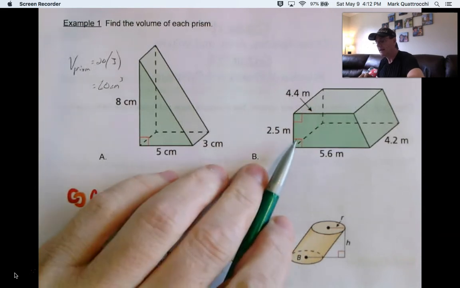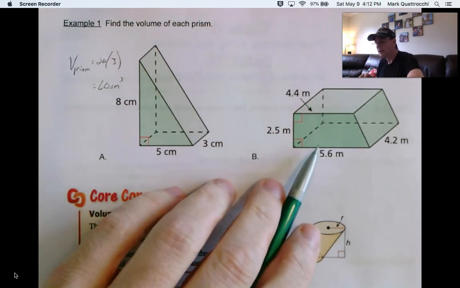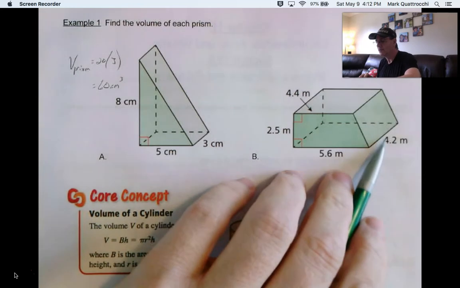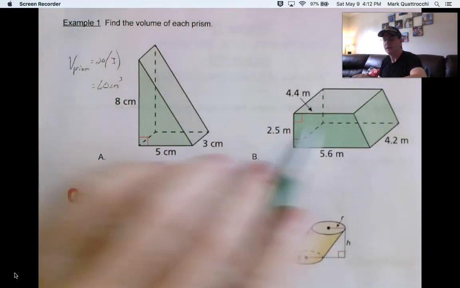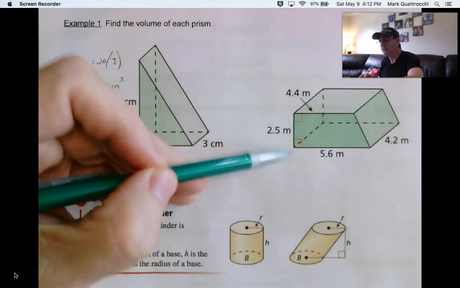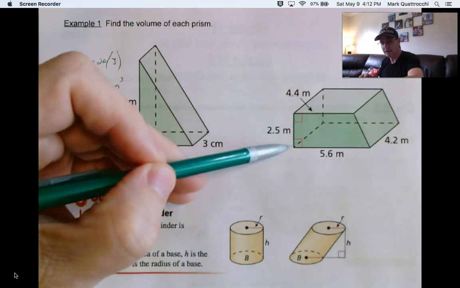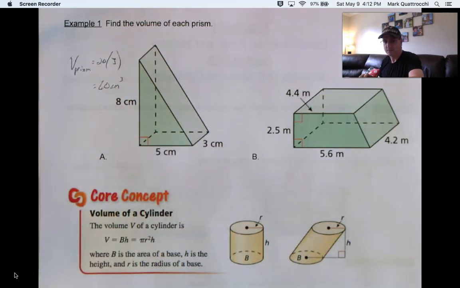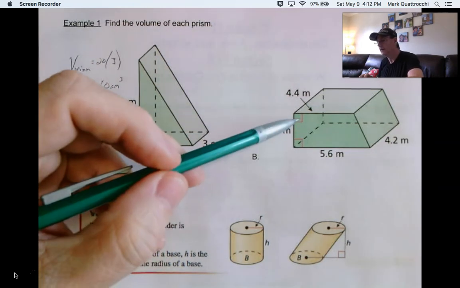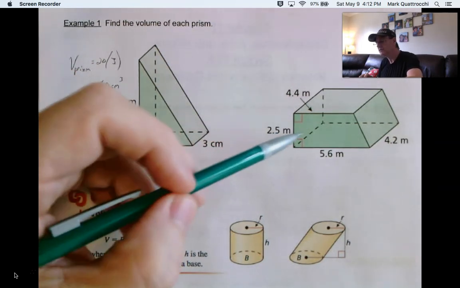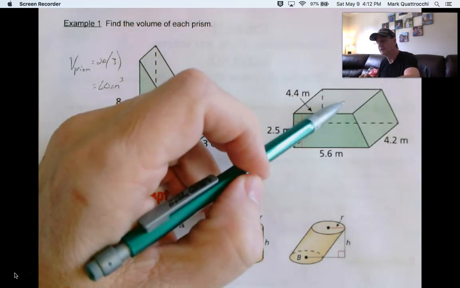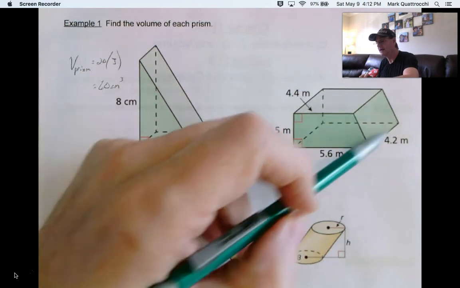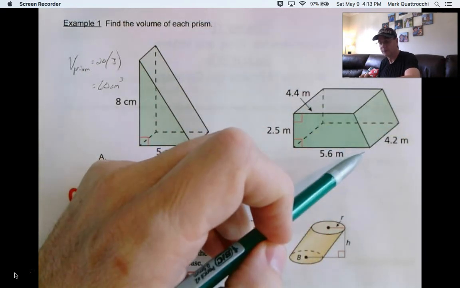Part B, again, I could try to think of the base as this square down the bottom, or this rectangle down the bottom, and then the rectangle on the top, but it's too complicated. Just because it's drawn like this and this looks like the height of the prism doesn't mean that it has to be the height of the prism. So the base of this prism is going to be this trapezoid, because this trapezoid is congruent to this trapezoid in the back, and the height of this prism is going to be 4.2 meters.